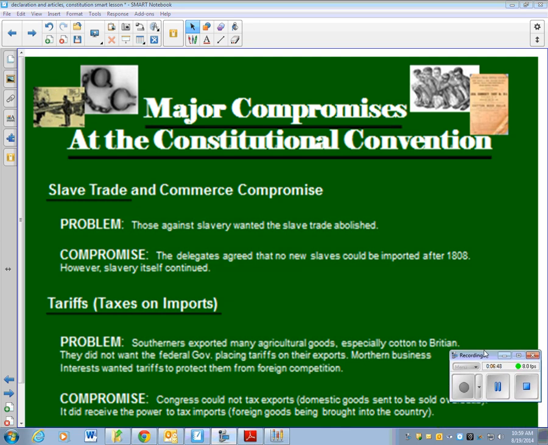All right, a couple more compromises to close up the video here. All right, we have a slave trade and commerce compromise. All right, the plan was that they were going to ban the importation of slaves after 1808. All right, so basically for 20 years, the slave trade could continue from Africa, and after 1808, no slaves could be imported.